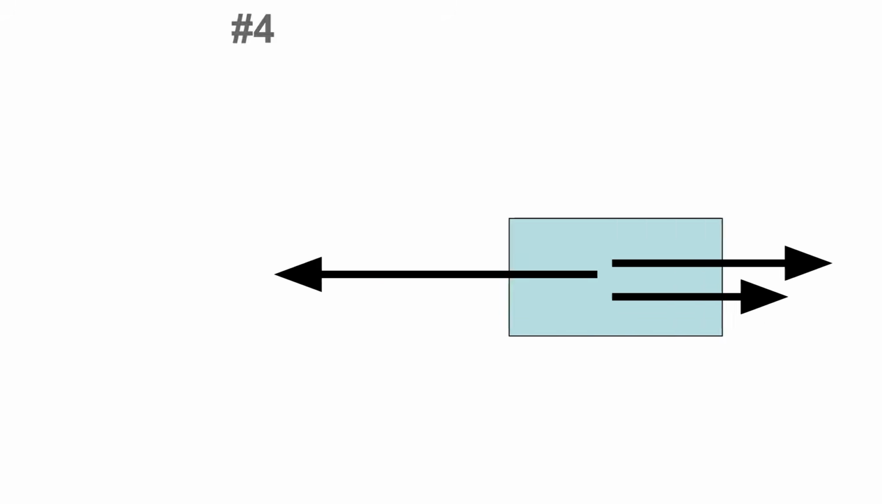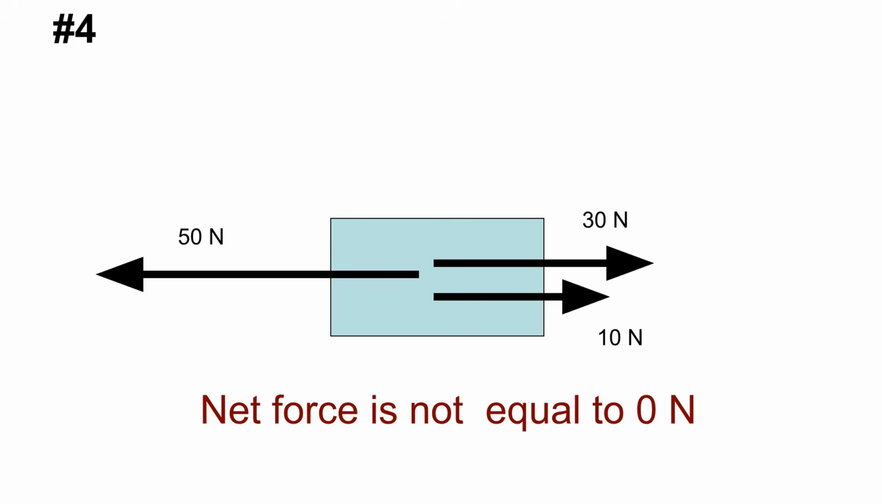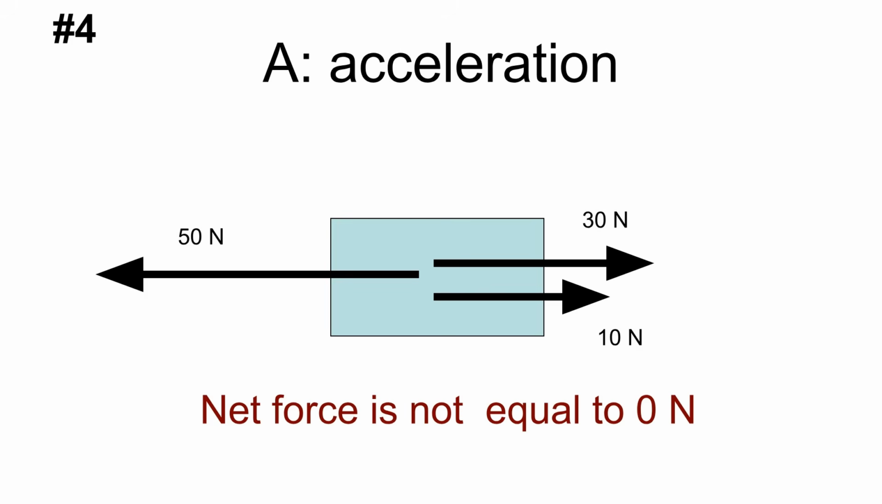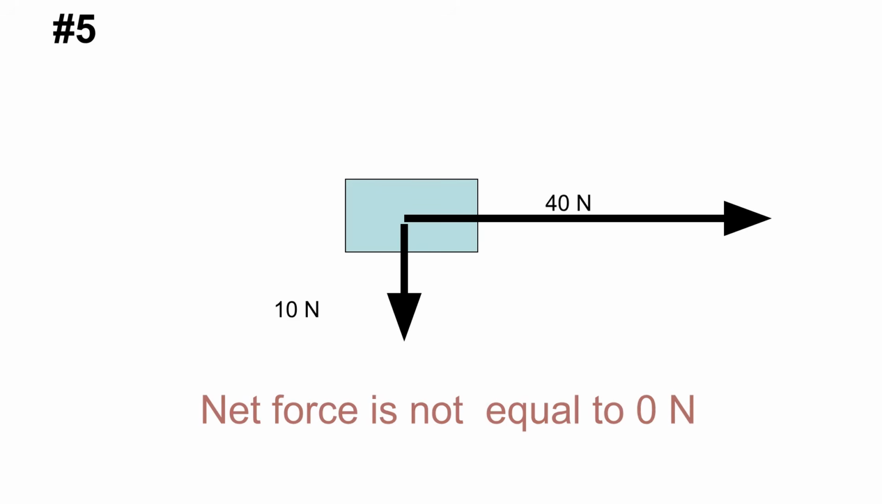The answer is A. For diagram number 4, the forces pulling left and right are not both 50 newtons. There is a net force on the object, so it will accelerate. The answer is A. For diagram number 5, the forces are not balanced, resulting in a net force. The object will accelerate. The answer is A.